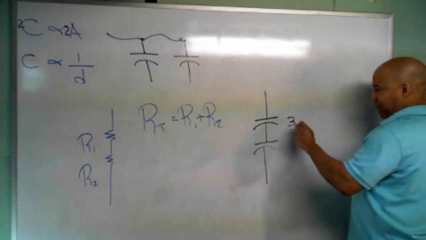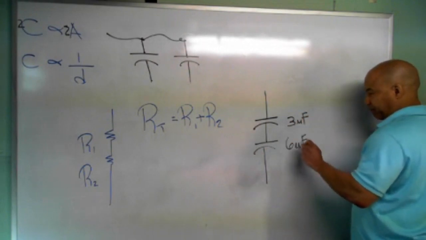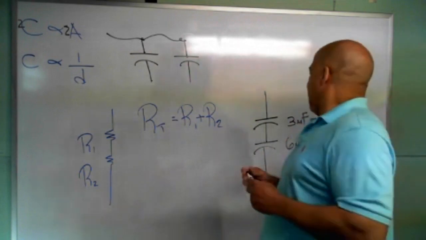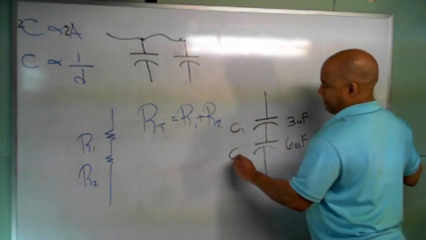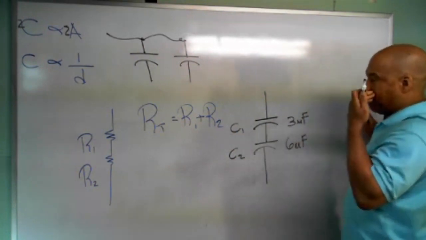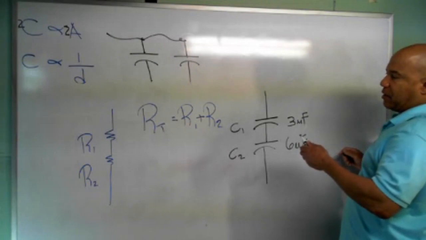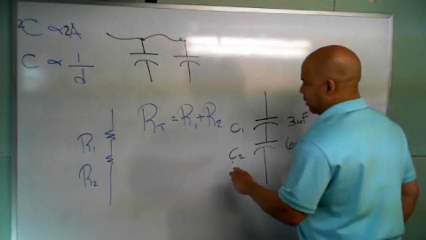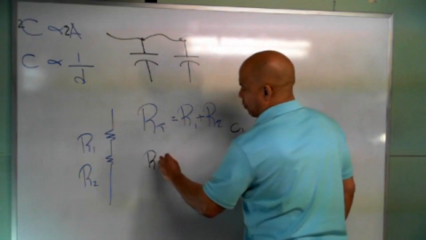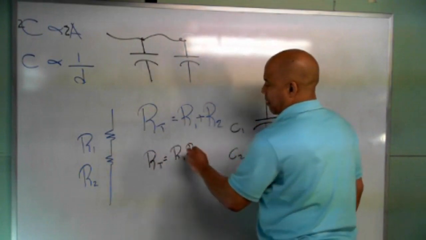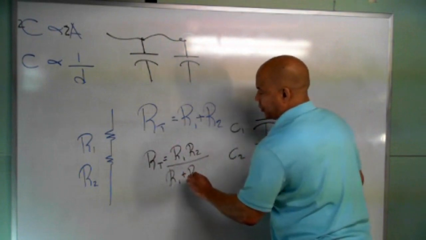Again, I have 3 microfarads, 6 microfarads. I got C1 and C2. Now, capacitors in series act like resistors in parallel. So if I have resistors in parallel, what I would have is what I had before. The total would be R1 R2 over R1 plus R2.